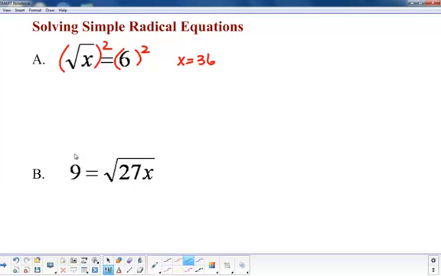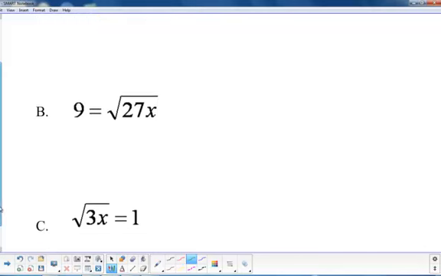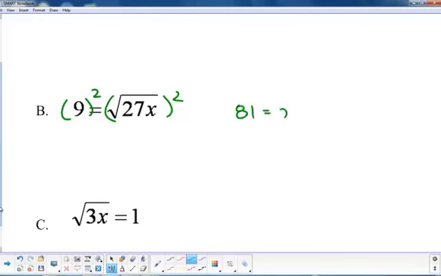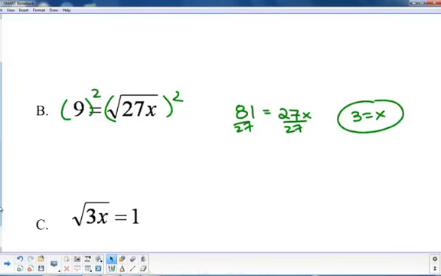You need to make sure that the square root is isolated in our next problem. It is. So we would just square both sides. So we would have 81 equals 27x. And then if you divide both sides by 27, you would have 3 equals x, or x equals 3.